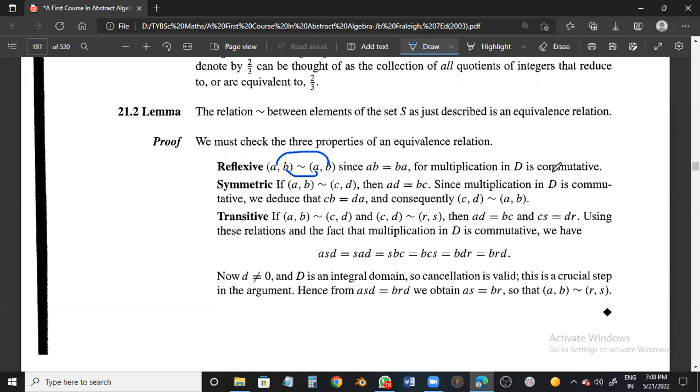We got reflexivity. Talking of symmetry, suppose AB is equivalent to CD, then what will happen? This means AD is nothing but BC. Now I want to interchange their places. So instead of reading this way, let me read it as BC is equal to AD.